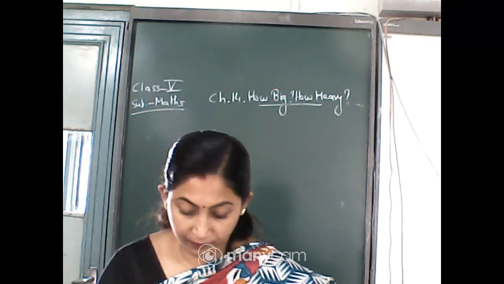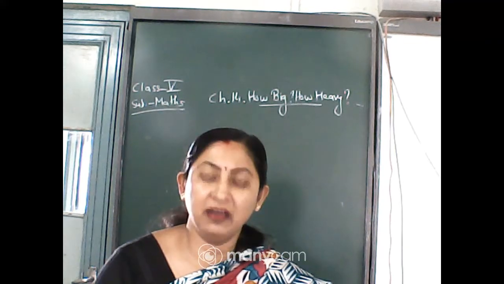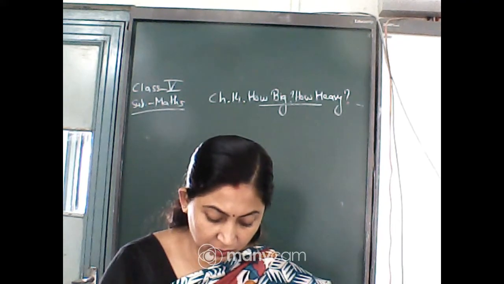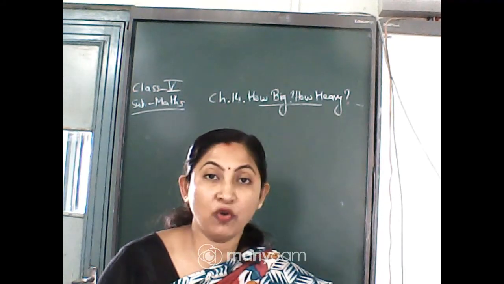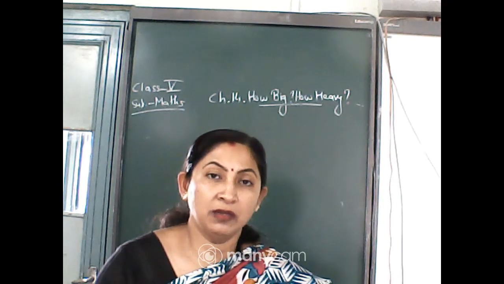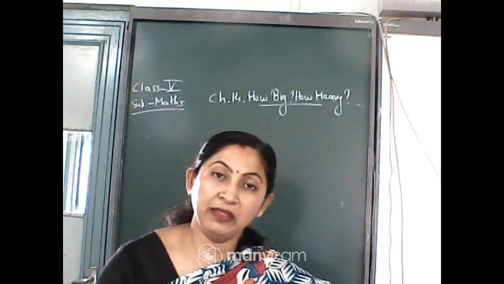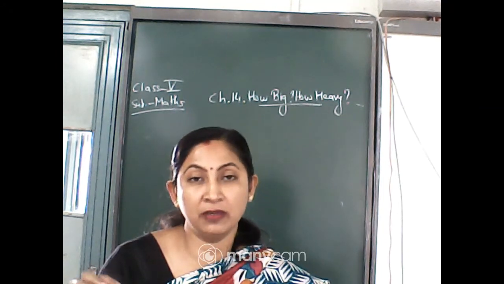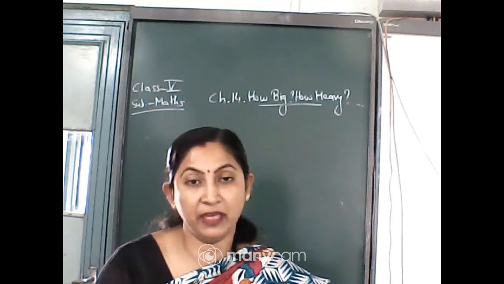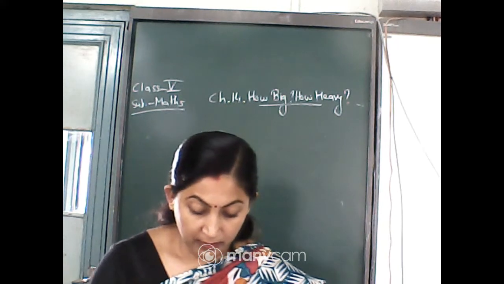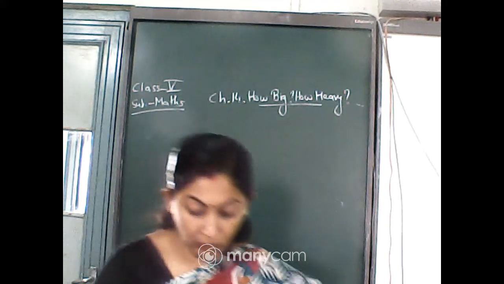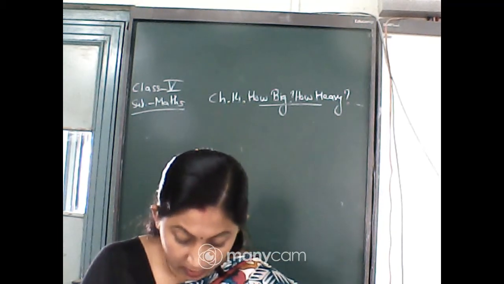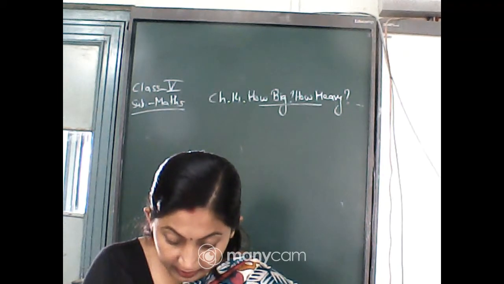matchbox. Clear? So, any 3 things you can take, any 4 things, here 4 columns are given. So, any 4 things you take and you drop it in the water, and then you mark the level, how much rise in the level of the water, and then you write it down. Okay. Yes, now come to the next one, page 189.